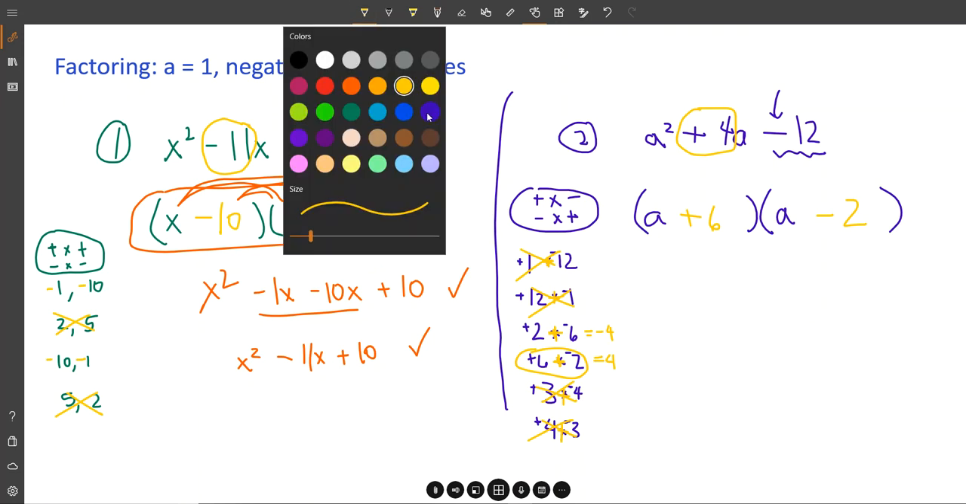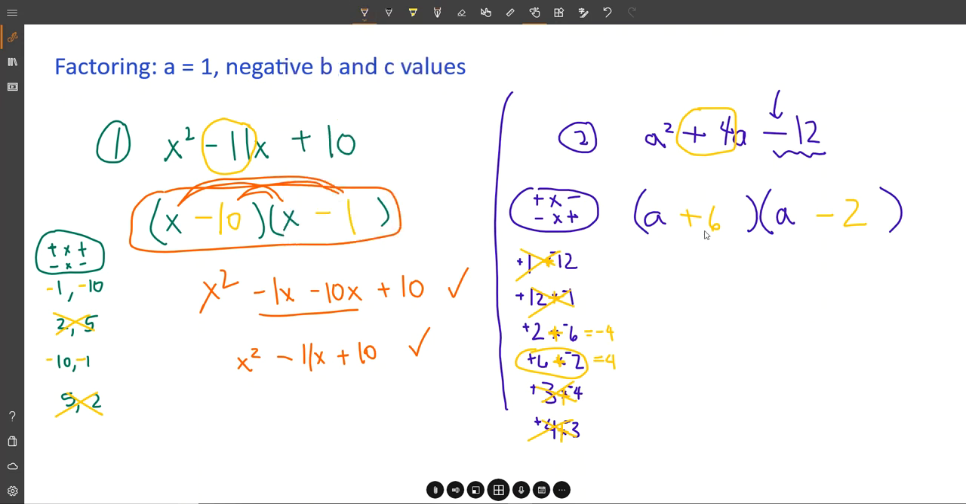So let's see. Let's multiply it back together and see if we actually get what we want. Because we wanted these numbers to multiply to get negative 12, add up to get positive 4. Let's check it. A times A is A squared. A times negative 2 is negative 2A. 6 times A is a 6A. And 6 times negative 2 is negative 12. So yes, I think it's going to work.